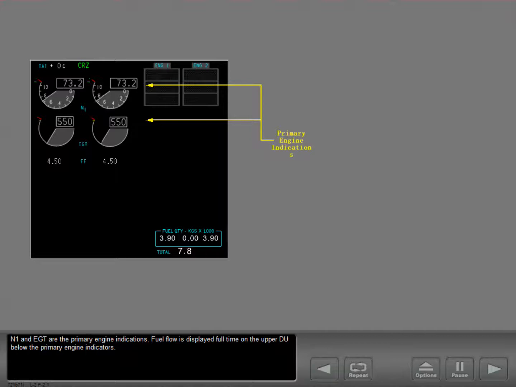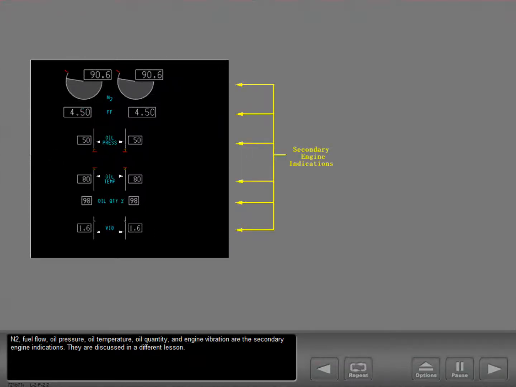Fuel flow is displayed full-time on the upper DU below the primary engine indicators. N2, fuel flow, oil pressure, oil temperature, oil quantity, and engine vibration are the secondary engine indications. They are discussed in a different lesson.